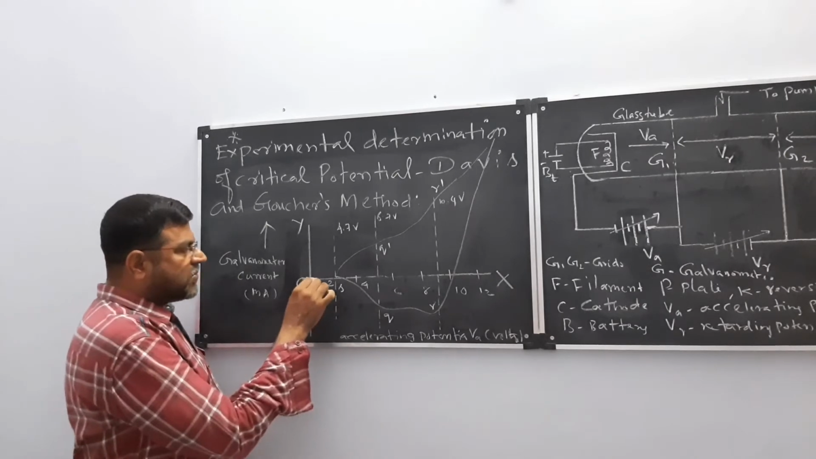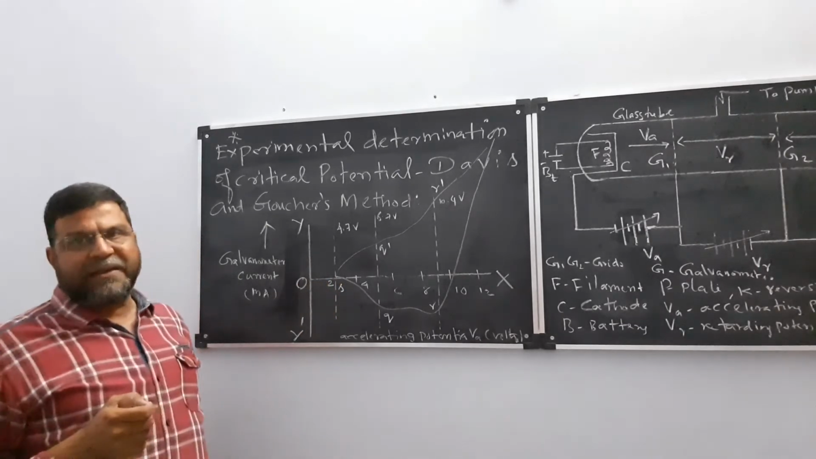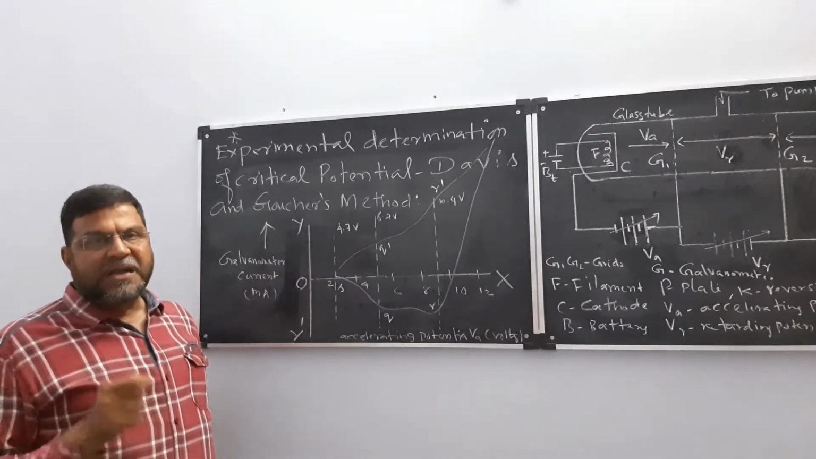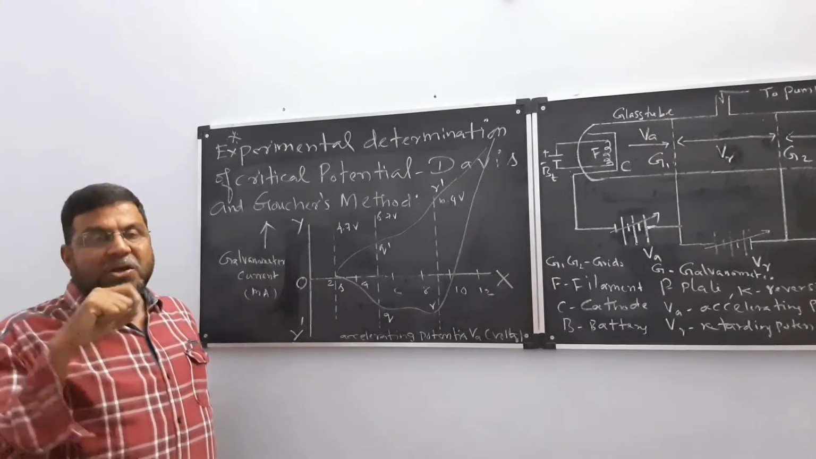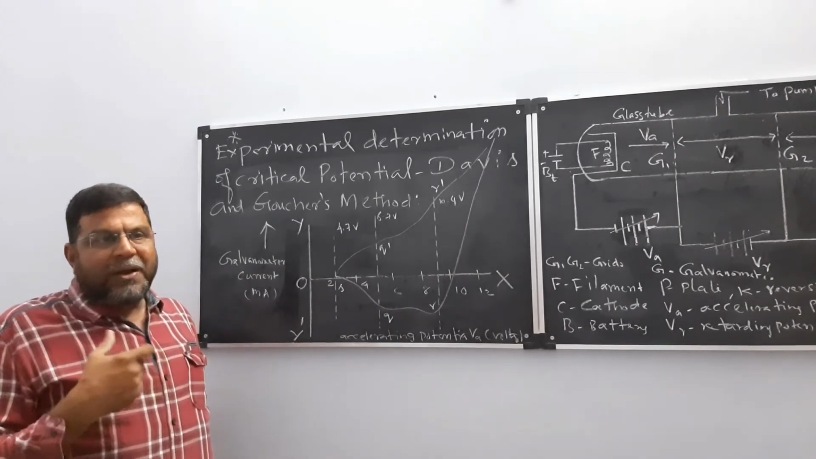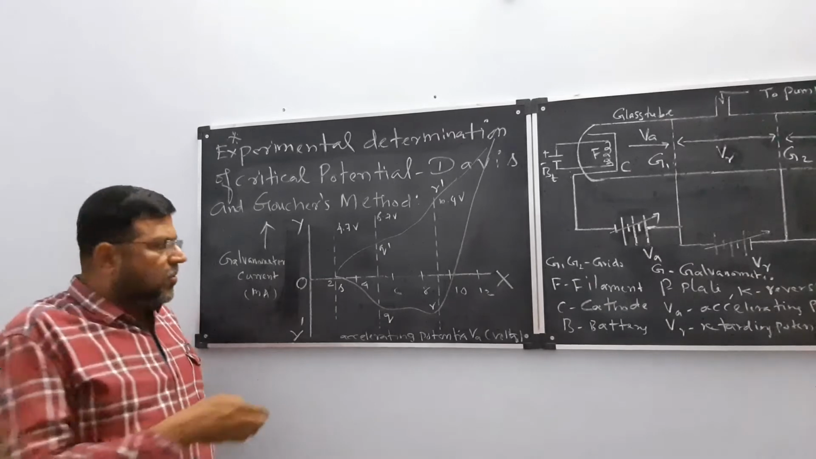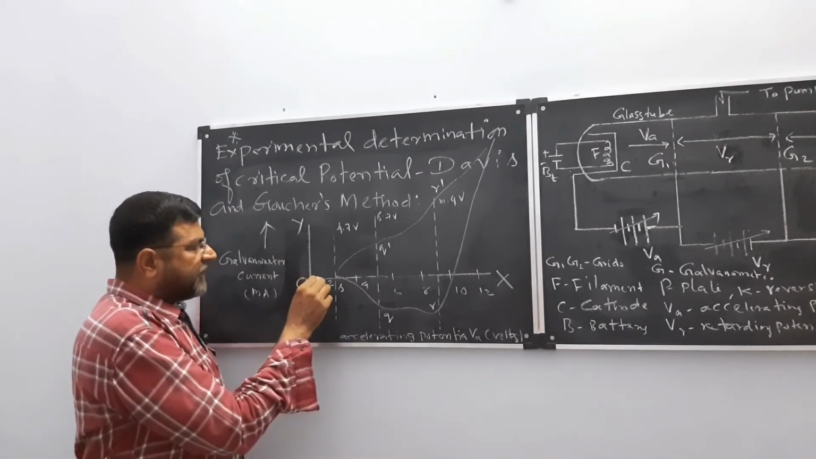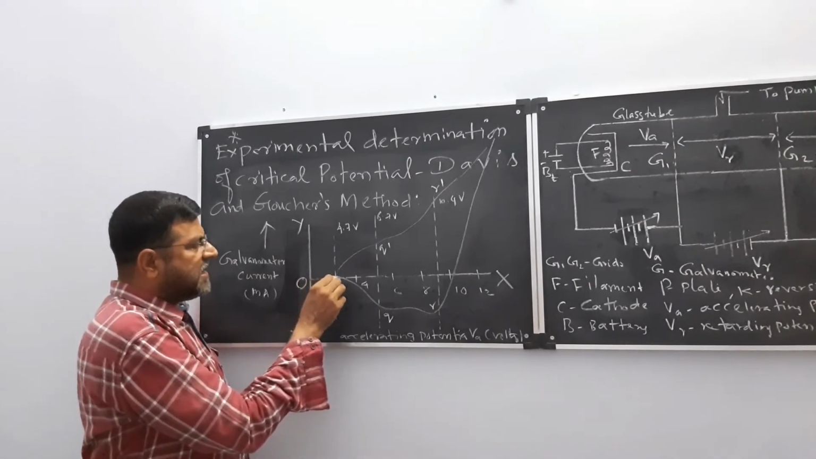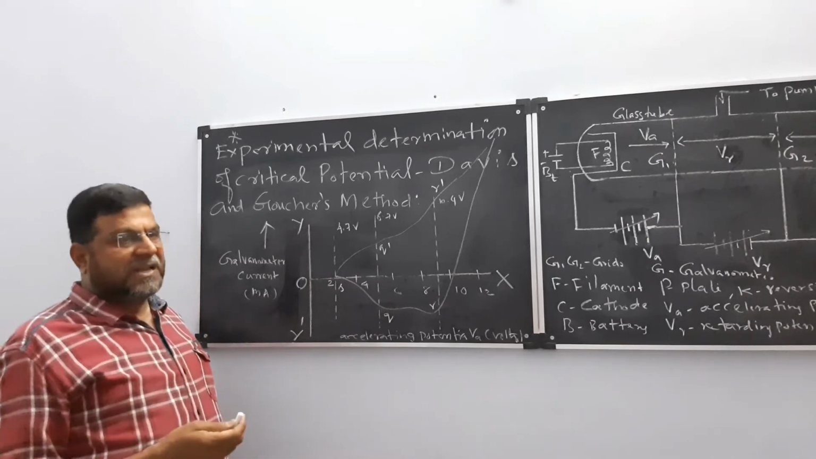Sir, why is there one gap? At the starting, electrons are released. They will have low energy, so they will not collide. When no collision is taking place, there are no changes. Further on, they move, colliding with each other, and they get accelerated.